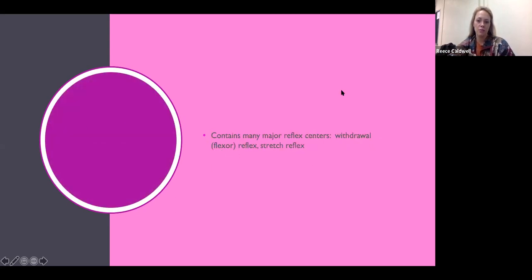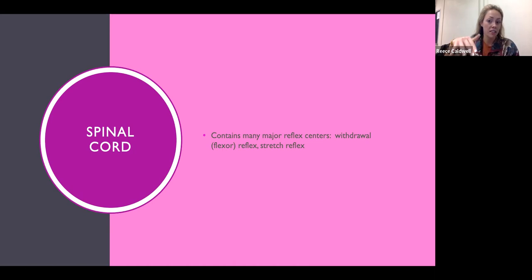What contains many major reflex centers? Withdrawal, flexor reflex, and stretch reflex. That's going to be the spinal cord. Again, the spinal cord deals with reflex. So if you touch something really hot, like a stove, it doesn't travel up to your brain and you think about it and then think, oh, I'm going to pull my hand off. No, you immediately pull your hand off. And that's because the spinal cord has this ability to cause reflexes that bypass going to the brain.